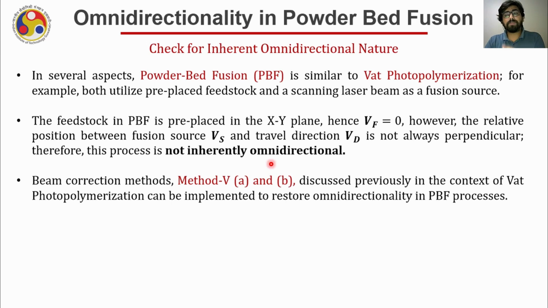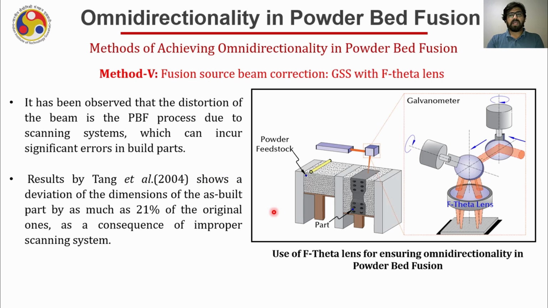Hence we have to correct the beam shape, and for that we have just discussed 2 methods in 5A and 5B. Either we use an F-theta lens like you are seeing here, and in most powder bed fusion systems an F-theta lens is typically used to correct the beam shape. It basically maintains the angle between the fusion source and the deposition direction VD; it always remains 90°. It is very important to make the process omnidirectional in such a case, because in many studies it has been found that the dimensional inaccuracy occurs up to as much as 21% as compared to the part when it is built on the center.